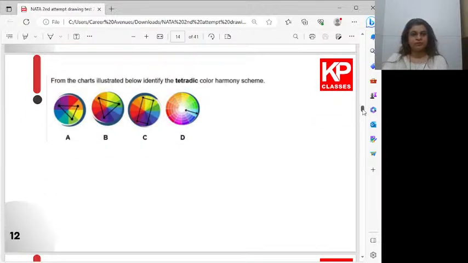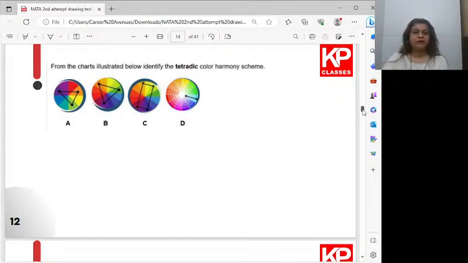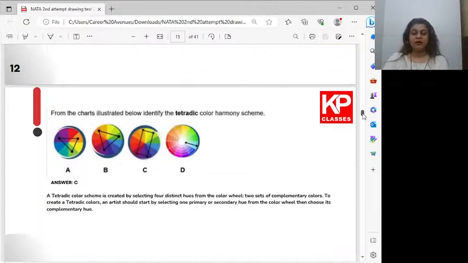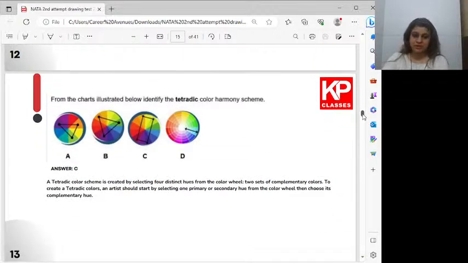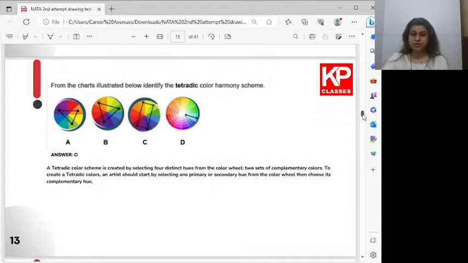So, this one, tetradic color harmony. Which is tetradic color harmony? The option is C. What is tetradic color harmony? It is created by selecting four distinct hues from the color wheel. Two sets of complementary colors are used in it. To create a tetradic color, an artist should start by selecting one primary and one secondary since they are opposite to each other. Then you choose another set of complementary hues, so it forms a rectangle over here.